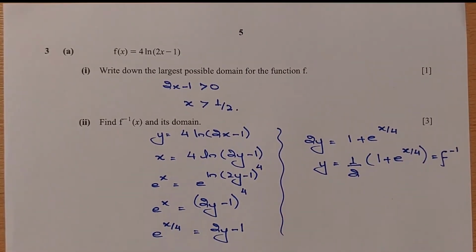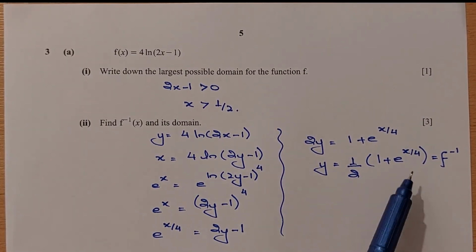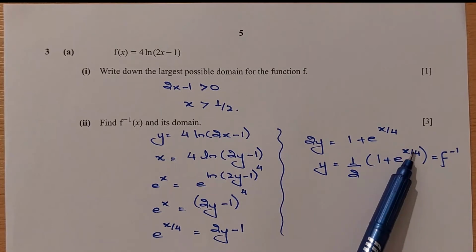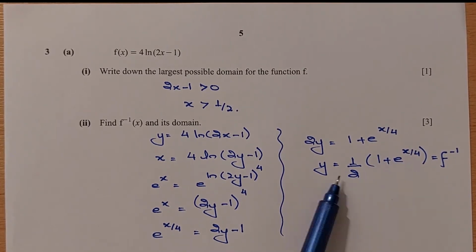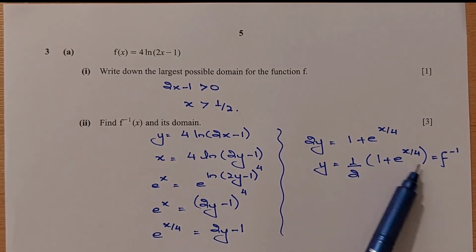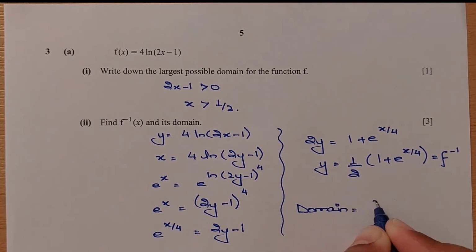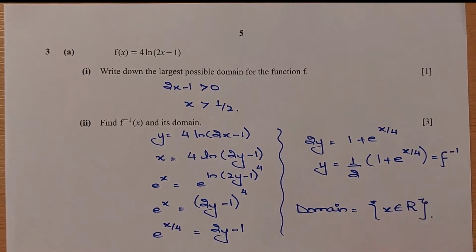Right, and now we need to state the domain for f inverse of x. So the domain of f inverse of x is, we can substitute all real numbers in this exponential. Domain is basically what x values we need to put into this function. So we can substitute all real numbers, positive, negative, any number. So we can say that the domain is x belongs to all real numbers.